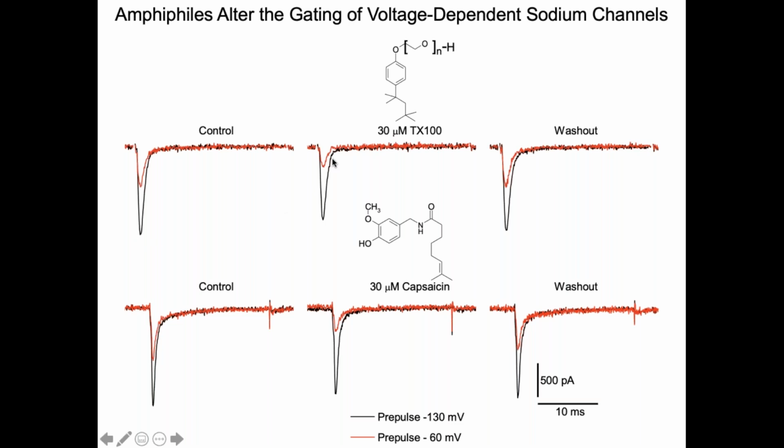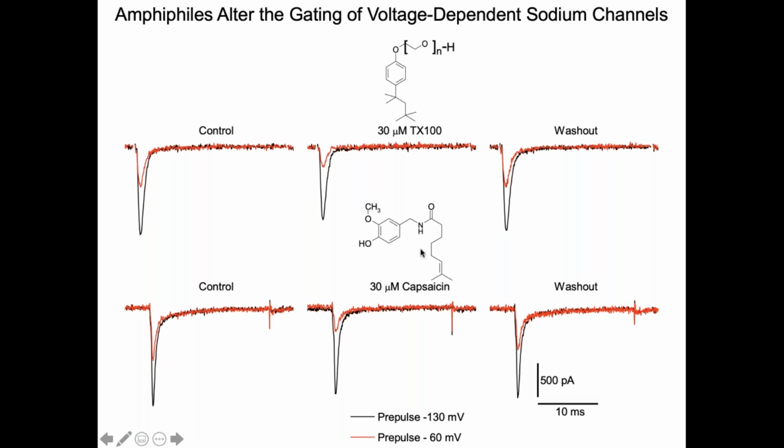And what we see is that if we add either Triton or capsaicin, and we test for channel function from minus 130 millivolts, we have relatively modest inhibition of the currents. But if we test from minus 60 millivolts, we see a twofold inhibition of the currents, whether we use Triton or capsaicin. So there are two things that are important here. One of them is that it's not only with gramicidin channels, but also with sodium channels that Triton and capsaicin have the same effects.